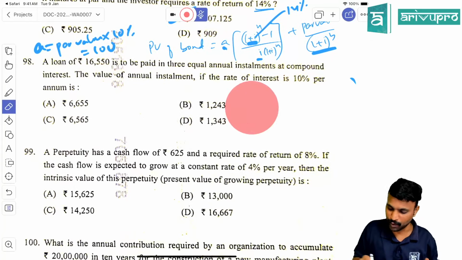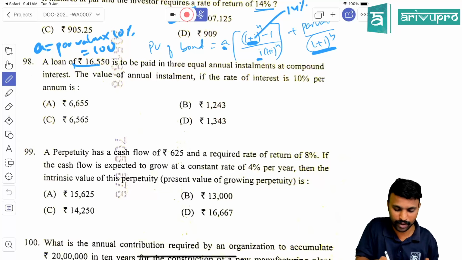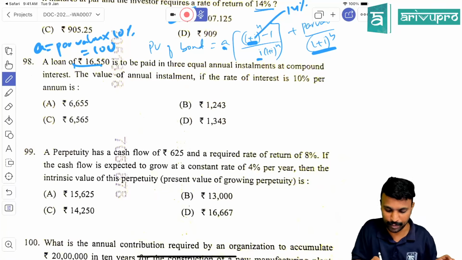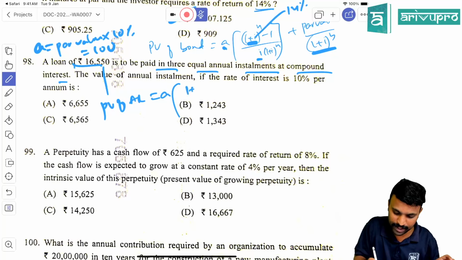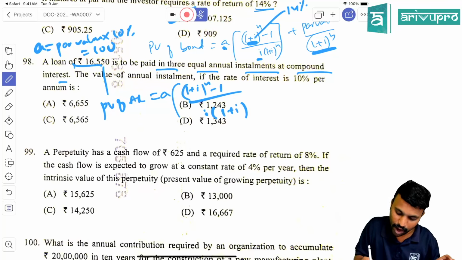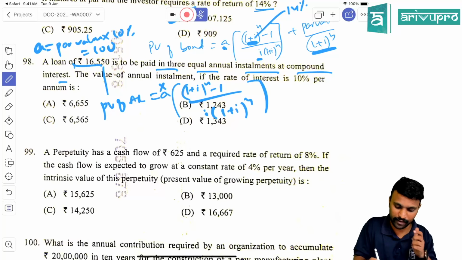Look at the next question, 98th one. A loan of rupees 16,550 is to be paid in 3 equal annual installments at compound interest. So loan amount is PV of AR. Correct? Formula is A into 1 plus I whole power n minus 1 divided by I into 1 plus I whole power n. So we need to find the value of A.